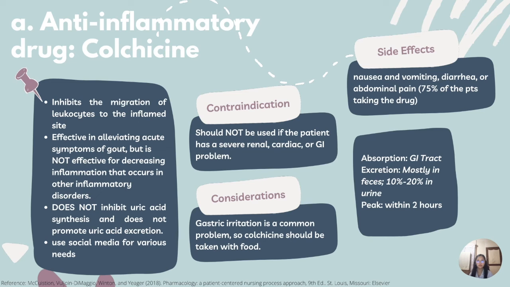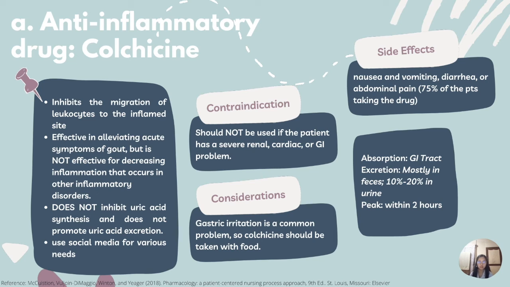Let us now talk about the anti-inflammatory gout drug, colchicine. Colchicine was actually the first drug used to treat gout, and it was introduced in 1936. Colchicine inhibits the migration of leukocytes to the inflamed site. It is effective in alleviating acute symptoms of gout, but is not effective for decreasing inflammation that occurs in other inflammatory disorders.